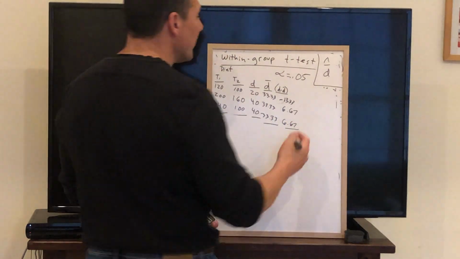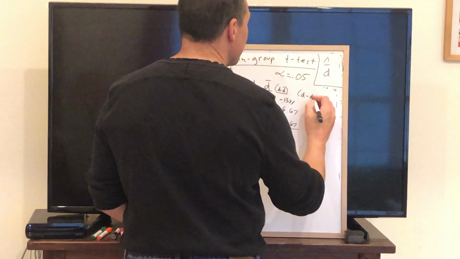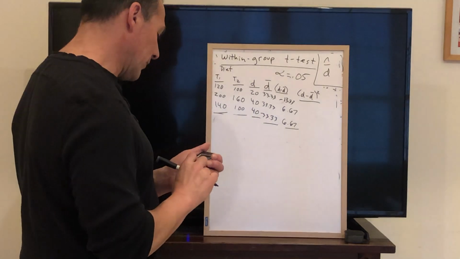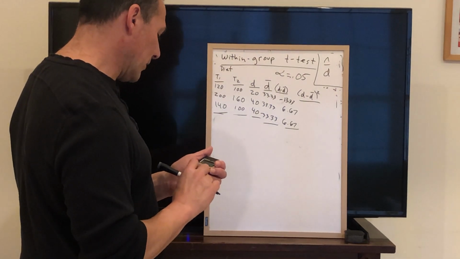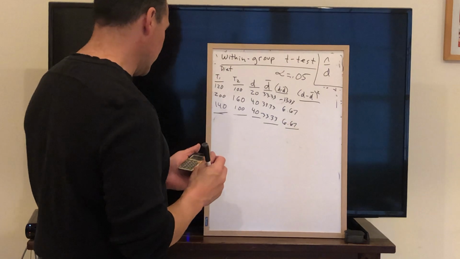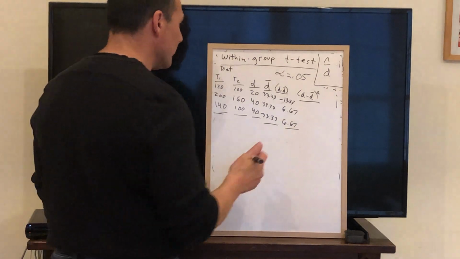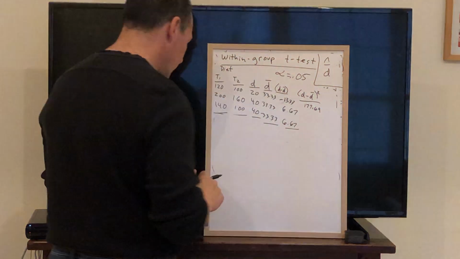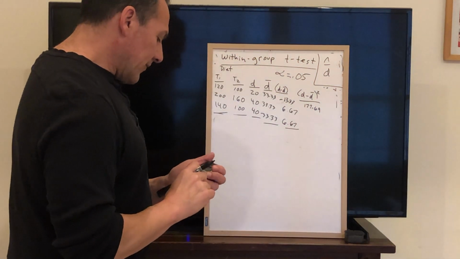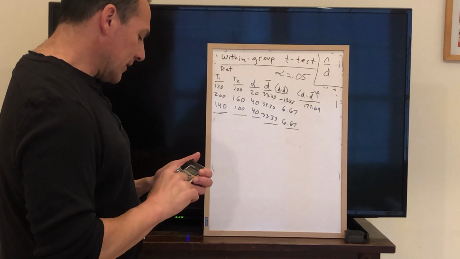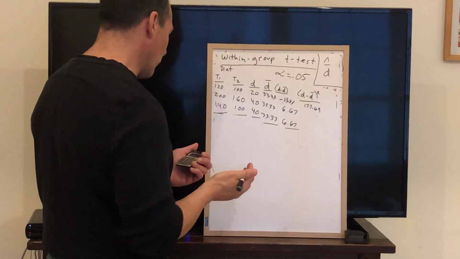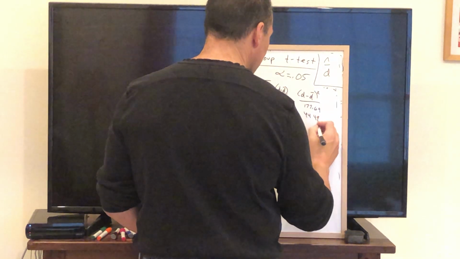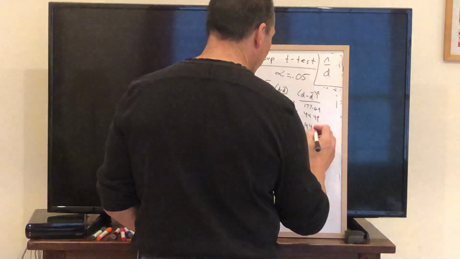Next, we're going to square these. So D minus D bar squared. 13.33 times 13.33 is 177.69. 6.67 times 6.67 equals 44.49. And also here, 44.49.